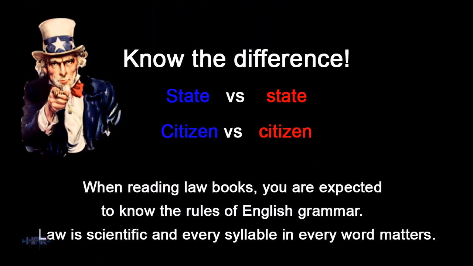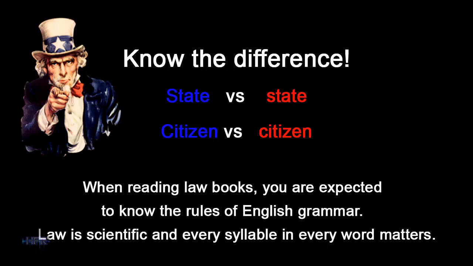So you need to understand the difference in these words, state and citizen, when they're referring to something in a proper noun context, and when something's being referred to as a common noun. Okay, that is very important. Usually when the word Citizen is capitalized, depending on the context, it's referring to the republic. And the lowercase citizen is referring to the 14th Amendment citizen.